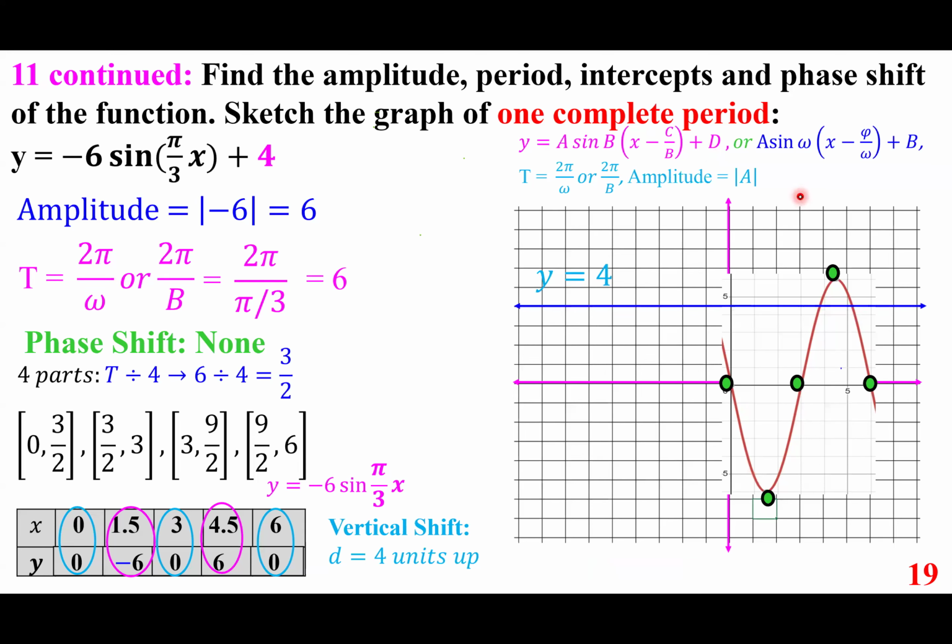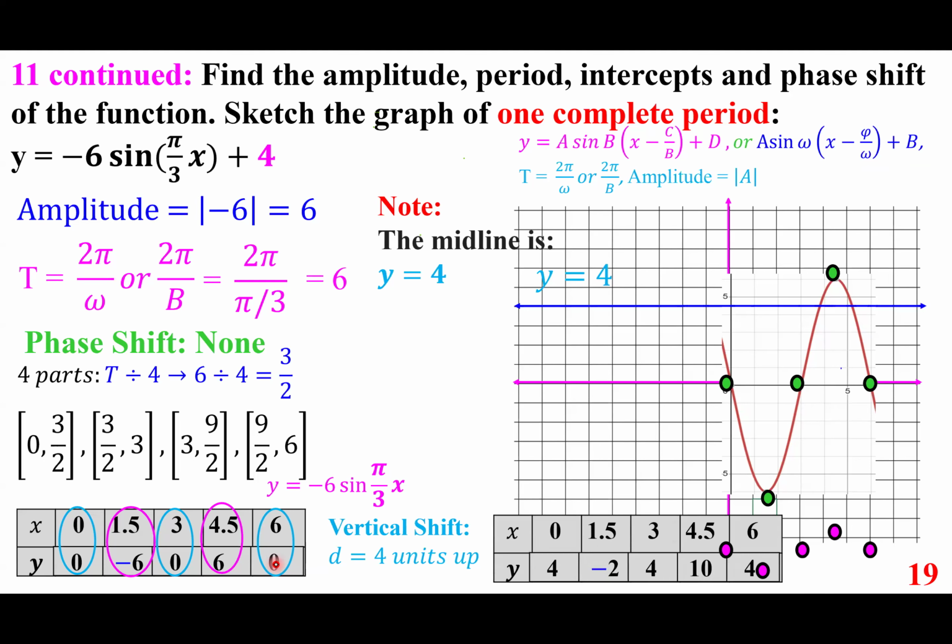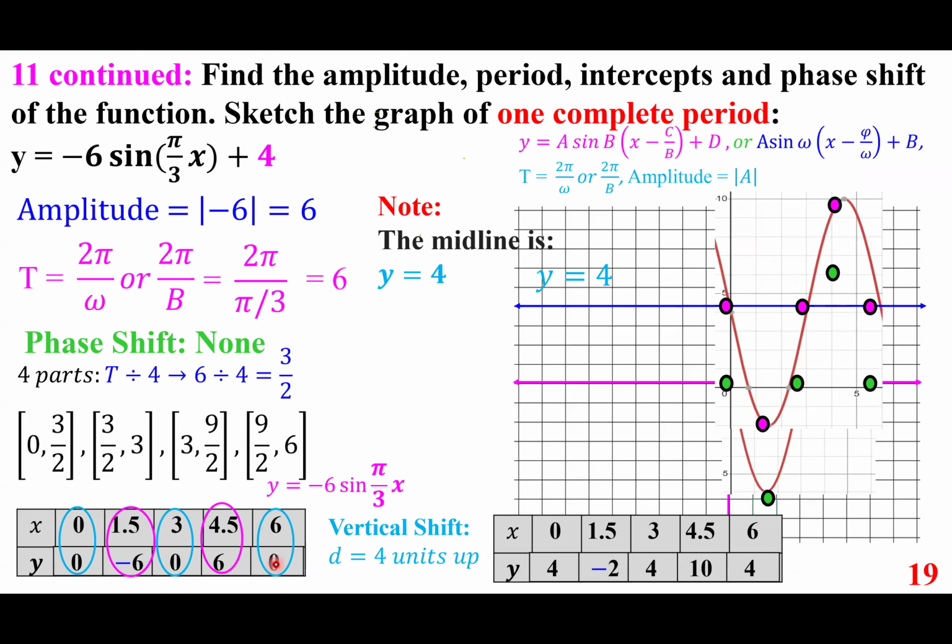So basically, move this 4 units up, which means you use the same x coordinates, and then you add 4 to each y coordinate. This becomes a positive 4, negative 2, positive 4, 10, 4. The 4 is also called the midline. So we add those. Those are the new points. We shifted up by 4 units. This is the graph. And of course, it is asking for one complete cycle or period, otherwise you continue indefinitely on both sides. So this is one way to do that.